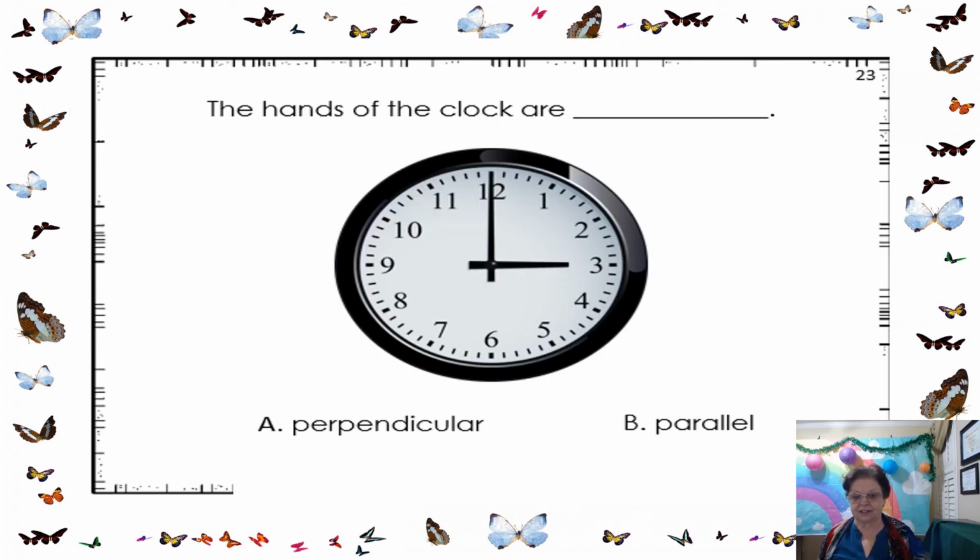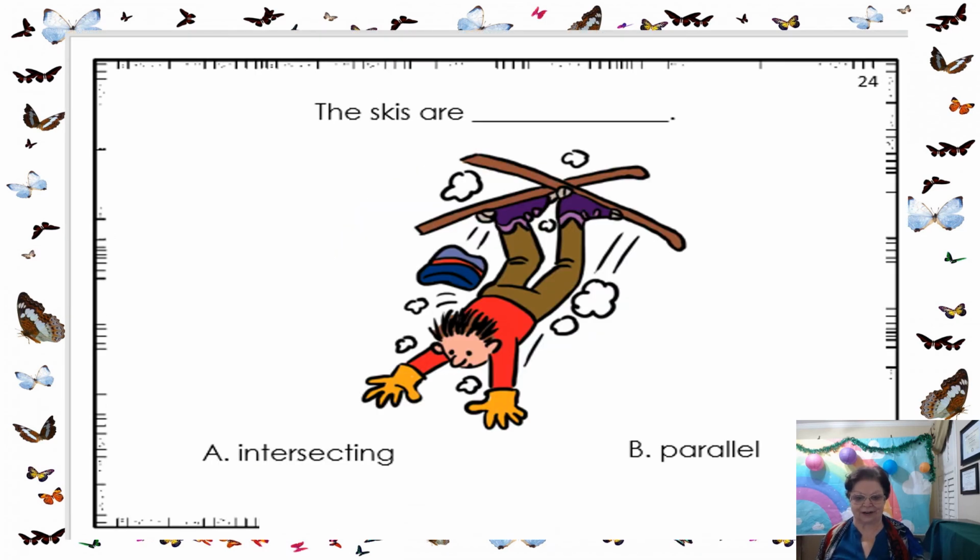Look at the hands on this clock. If they were to go all the way out there and all the way up there, are they A, perpendicular, or B, parallel? I heard some of you say A, perpendicular, and you were correct. How did you know that? Yes, you can make a square.